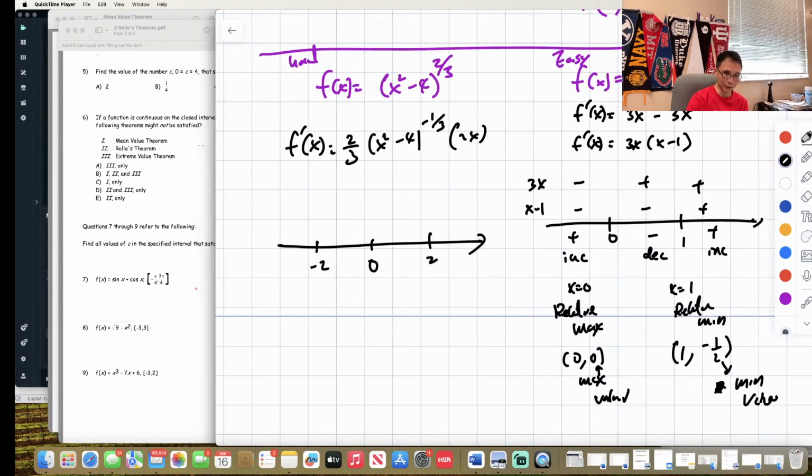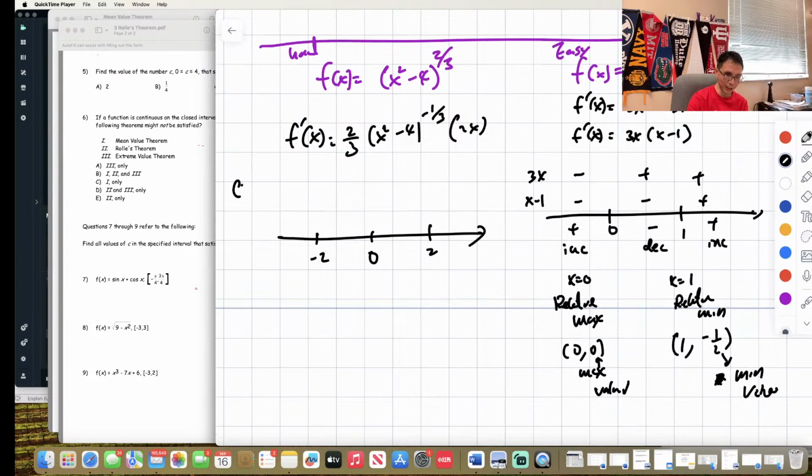So the 2/3 does not contribute a sign, but (x squared minus 4) to the negative 1/3 does. So this one is going to give you a negative sign, positive sign, positive sign. Is that okay? Wait, hold on a second. That doesn't make sense. Something's wrong. Sorry. This one is going to be positive. This one's negative, negative, positive.